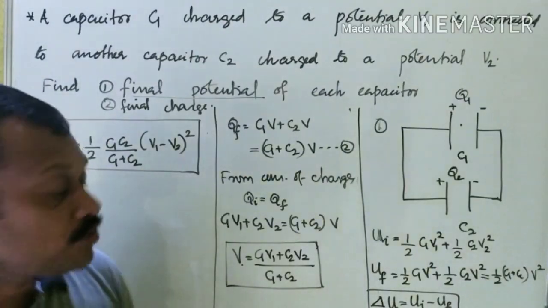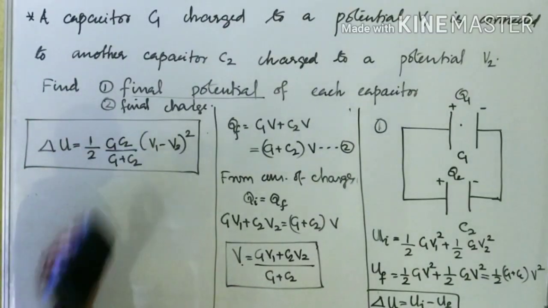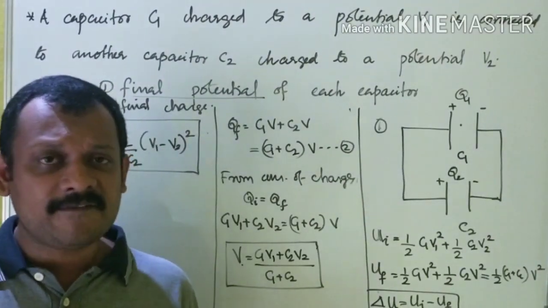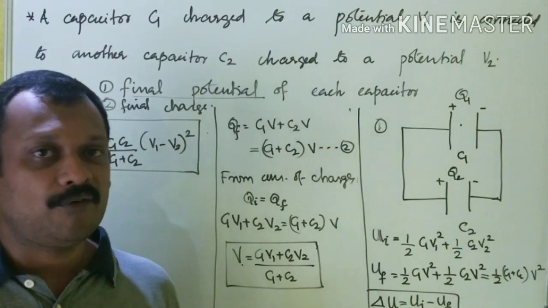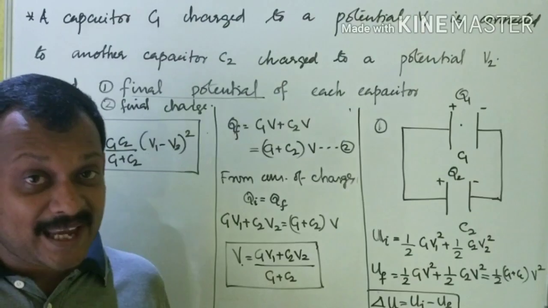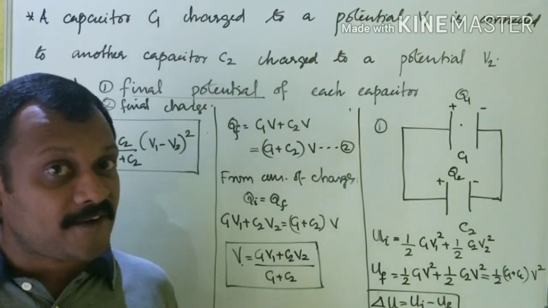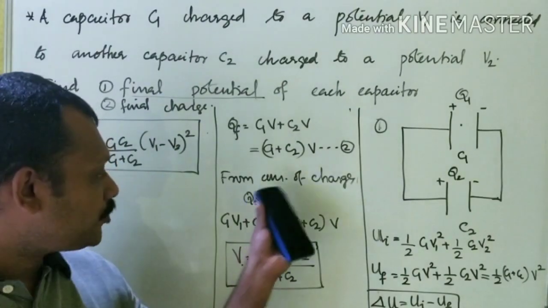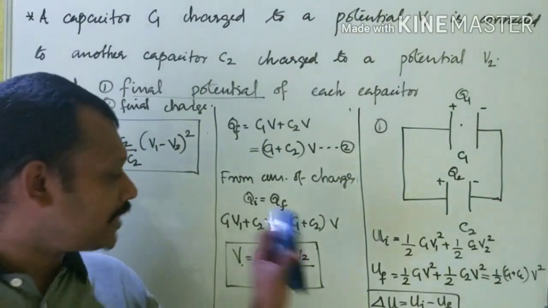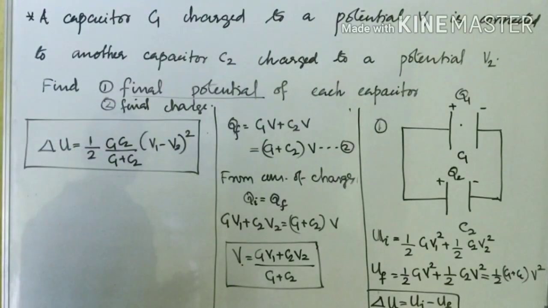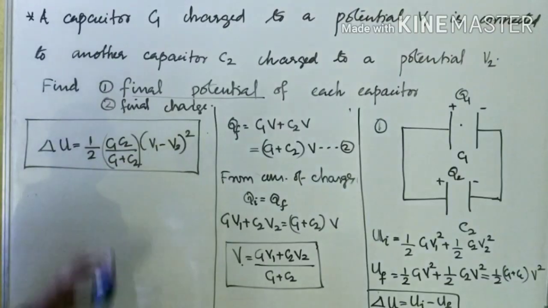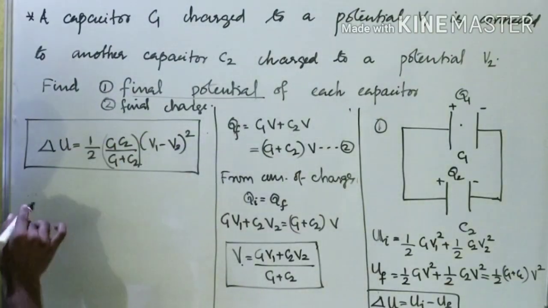Half C1 C2 divided by C1 plus C2 into (V1 minus V2) the whole square. You have learned a similar expression in first year with the chapter work, energy and power, where we studied the loss of mechanical energy in a perfectly inelastic collision. The procedure looks exactly the same. This is the answer we get: delta U is equal to half C1 C2 divided by C1 plus C2 into (V1 minus V2) the whole square.